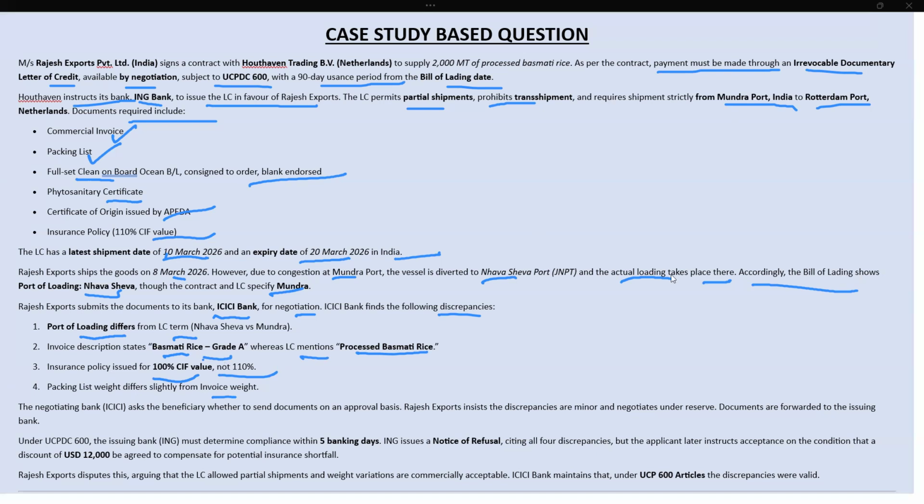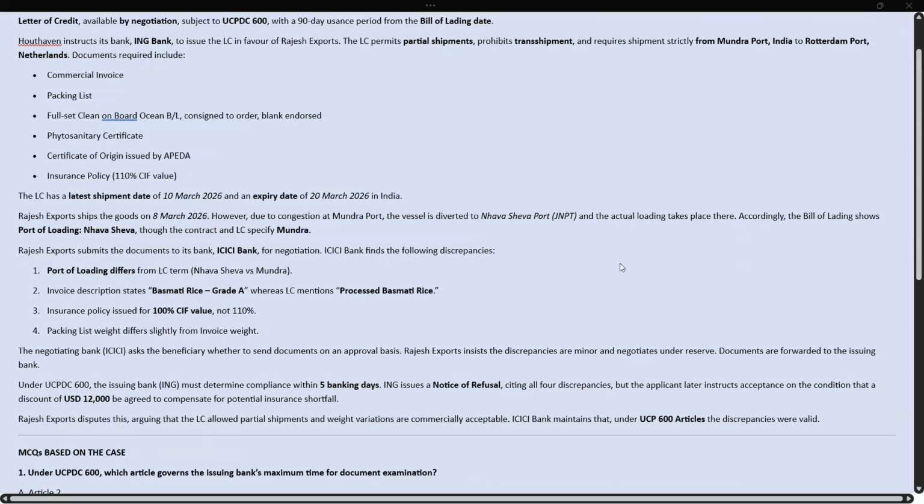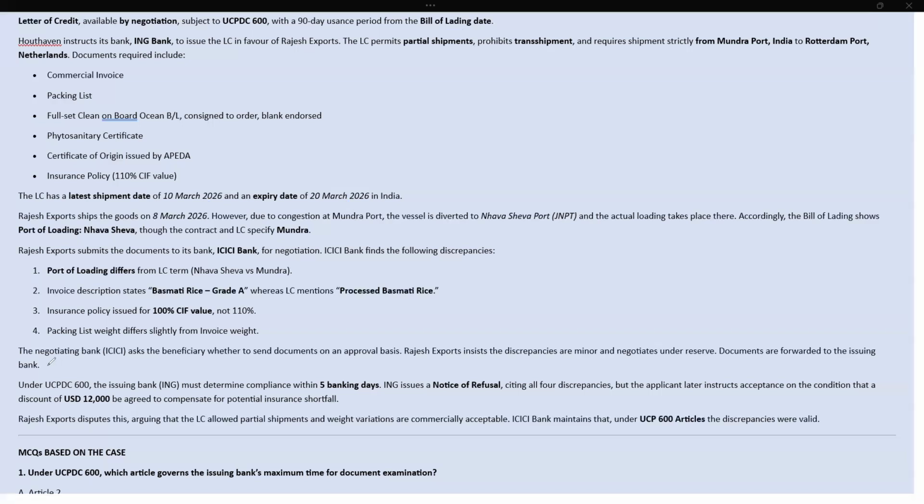Okay, other than that, the negotiating bank ICICI asked the beneficiary whether to send documents on approval basis. Rajesh Export insists the discrepancies are minor and negotiates under reserve. Documents are forwarded to the issuing bank. Who is the issuing bank? That is ING Bank here.